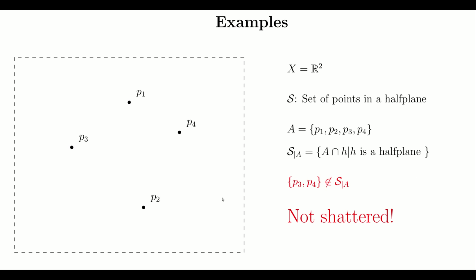If we add one more point to A, then A cannot be shattered. This is because we cannot have a half plane that includes P3 and P4 but avoids P1 and P2. And you can in fact show that no subset of 4 points can be shattered. And thus the maximum size of a shattered subset is 3, and thus the VC dimension is 3.